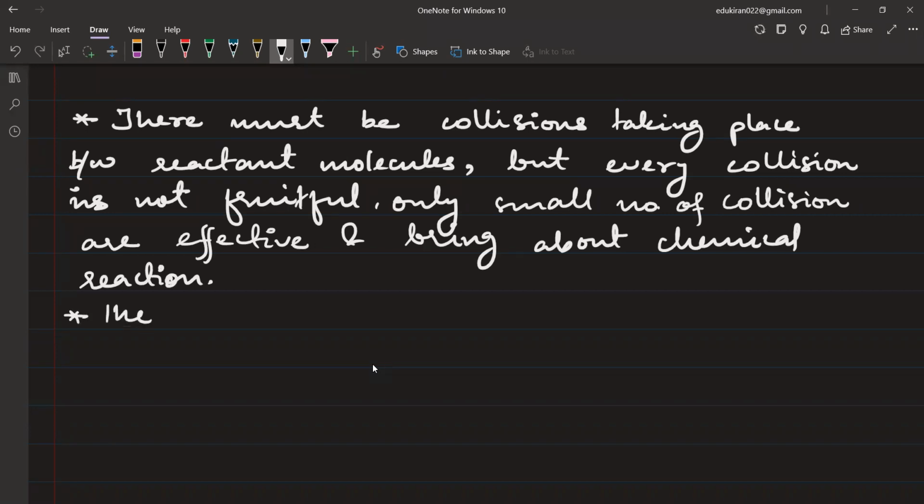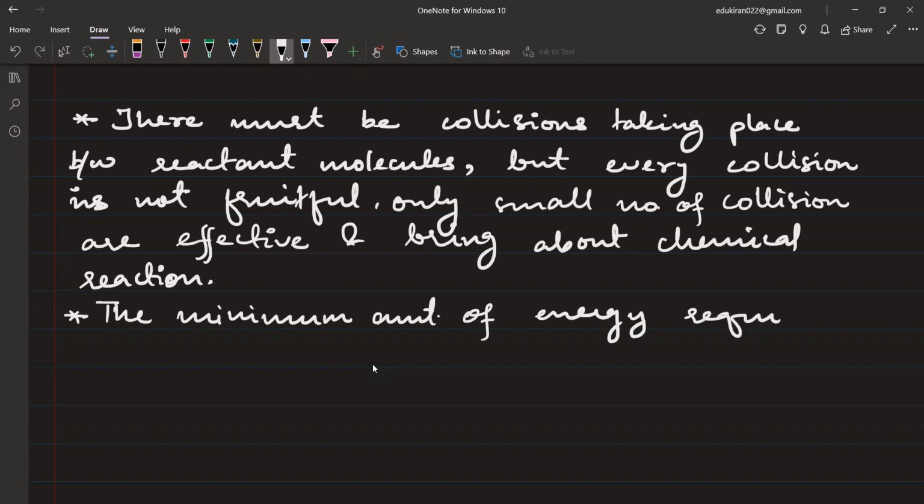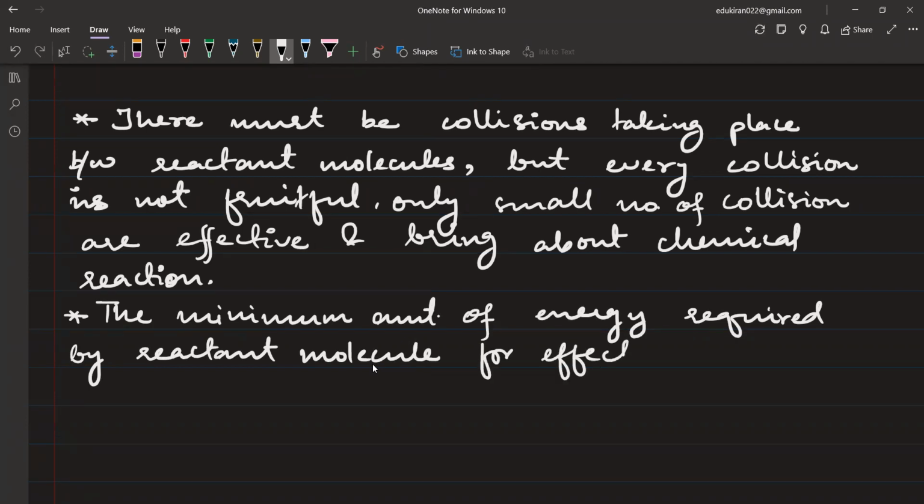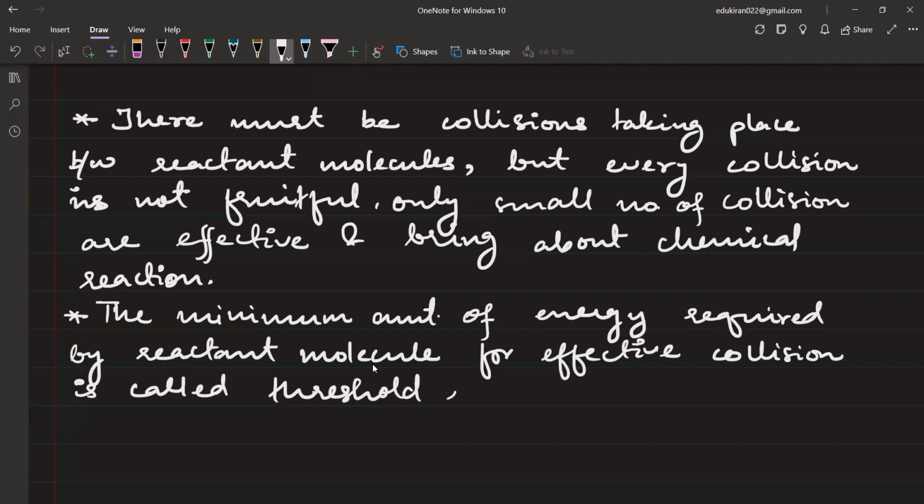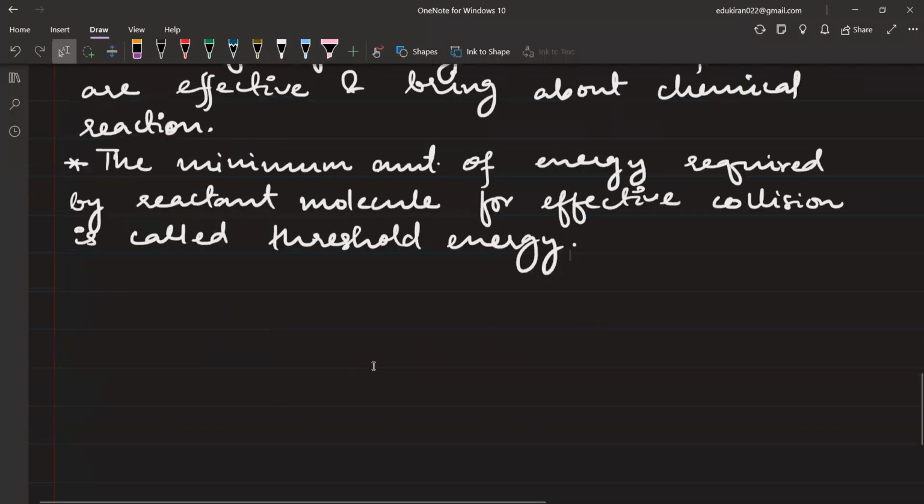Right, next. The minimum amount of energy required by reactant molecules for effective collisions is called threshold energy. Next point.